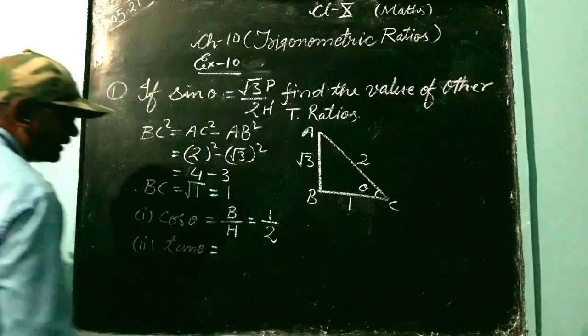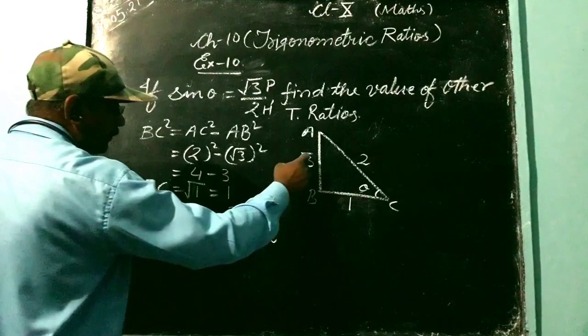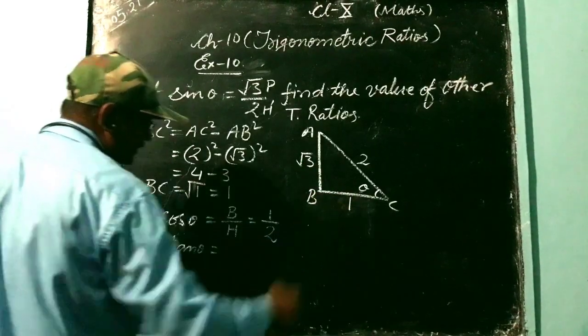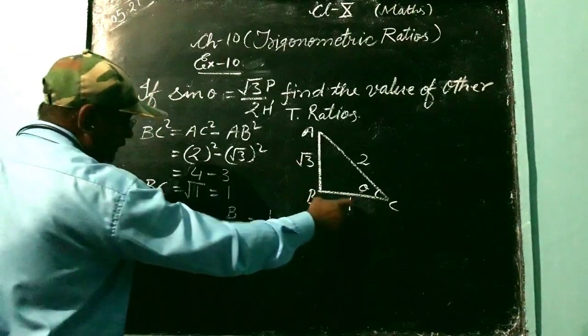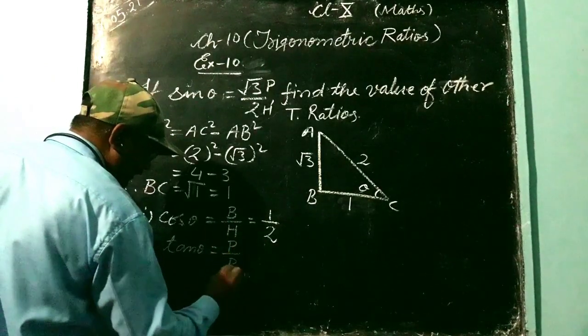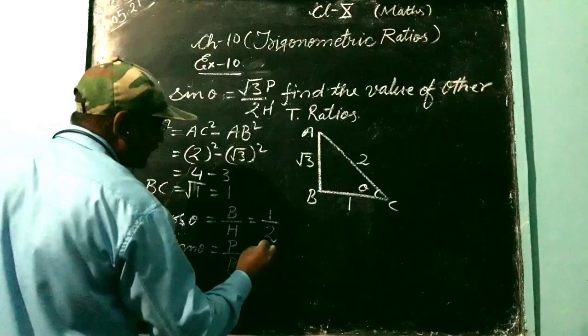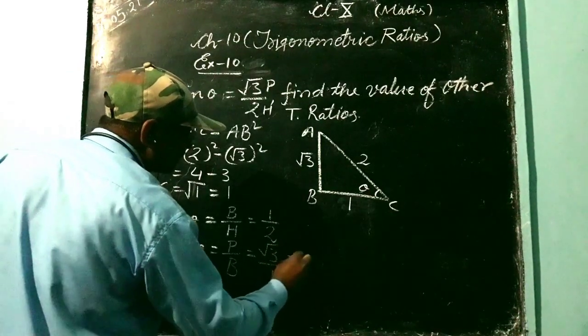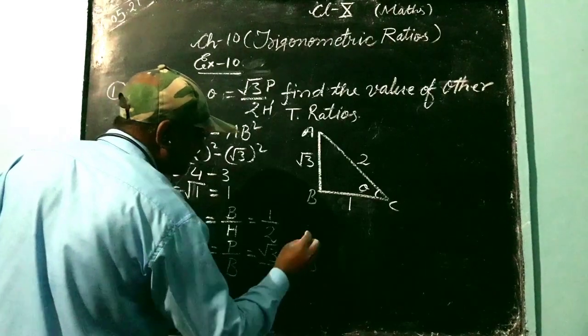Tan theta is equal to perpendicular upon base, that is P upon B. Perpendicular is given as under root 3, upon 1, so it is equal to under root 3. Clear?